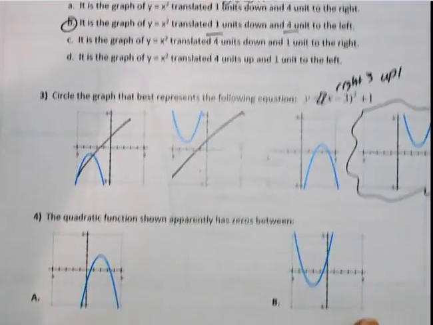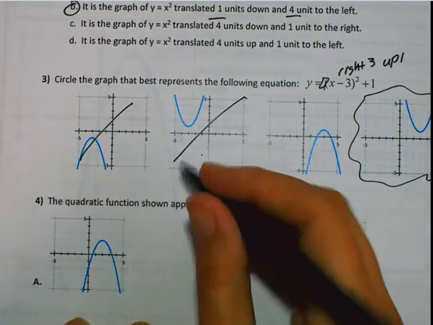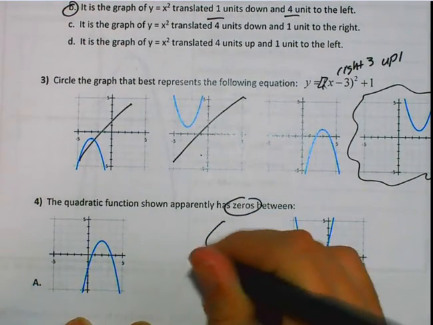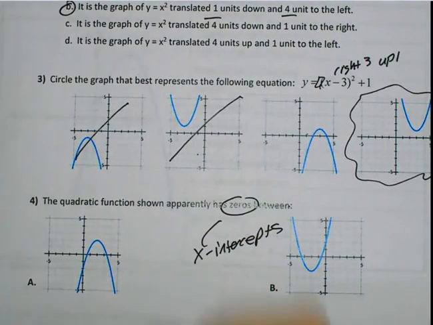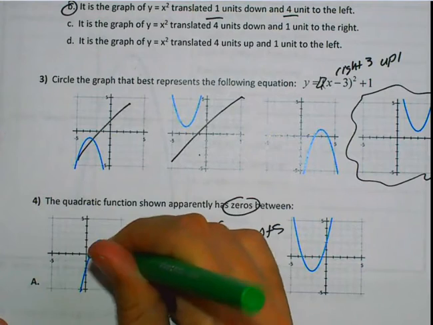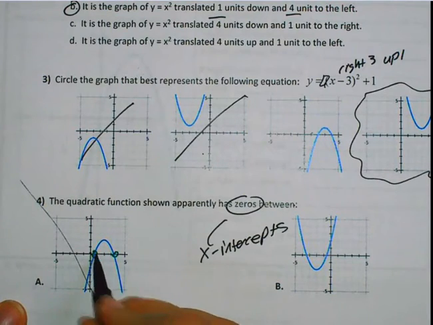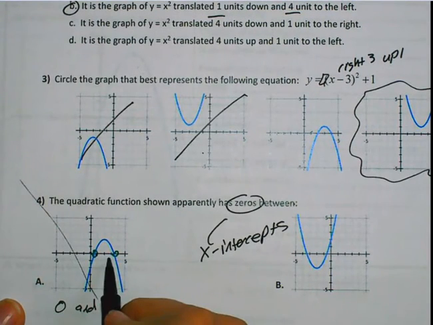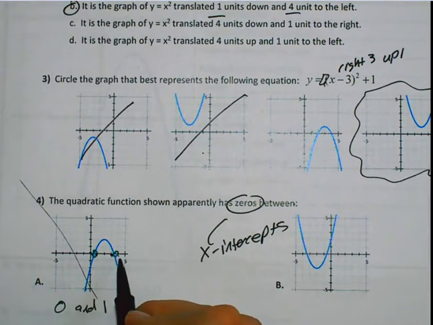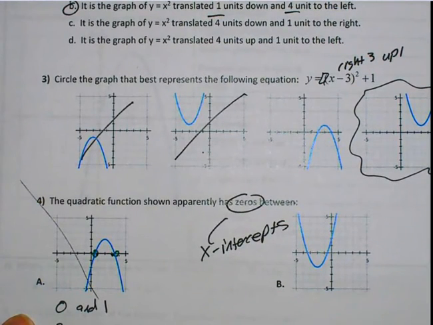Okay, next question. The quadratic function shown apparently has zeros between. Okay, so first of all, what that word zero means is the x-intercepts. So my suggestion would be to circle the x-intercepts. So I have an x-intercept here, and I have an x-intercept here. Well, this first one is between what two numbers? It is between 0 and 1. And then for this one, I have another one between 3 and 4.